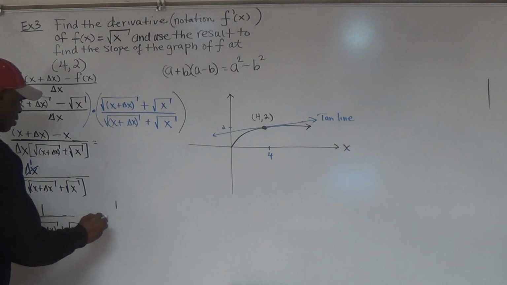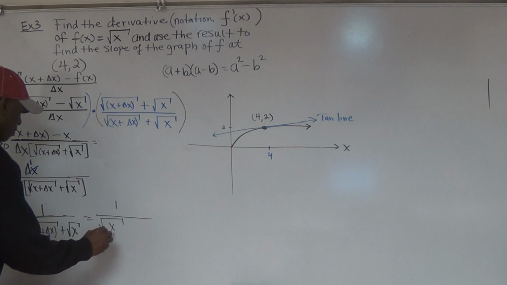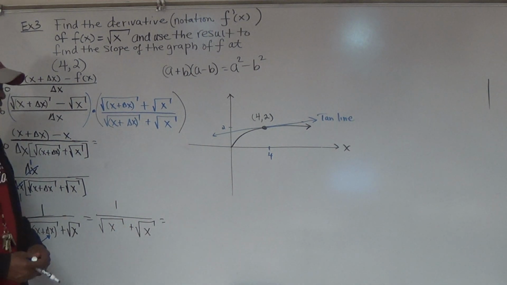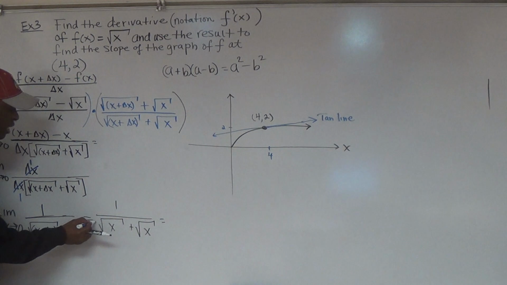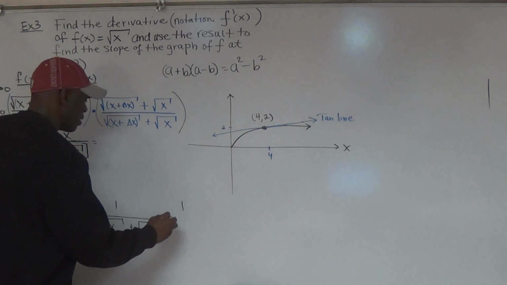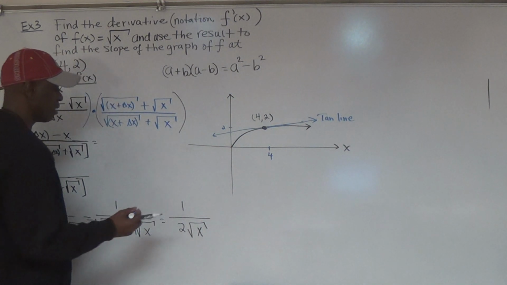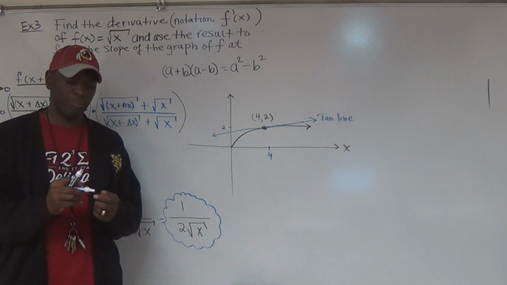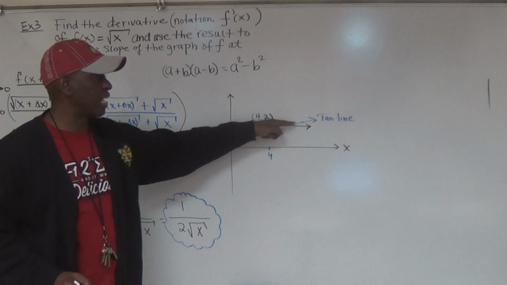We're going to get 1 over the square root of x plus the square root of x. At this stage, with root x plus root x, you only add the coefficients. That's the one that's out front here and the one that's out front right there. So that's going to equal 1 divided by 2 square root of x. This is your formula now.